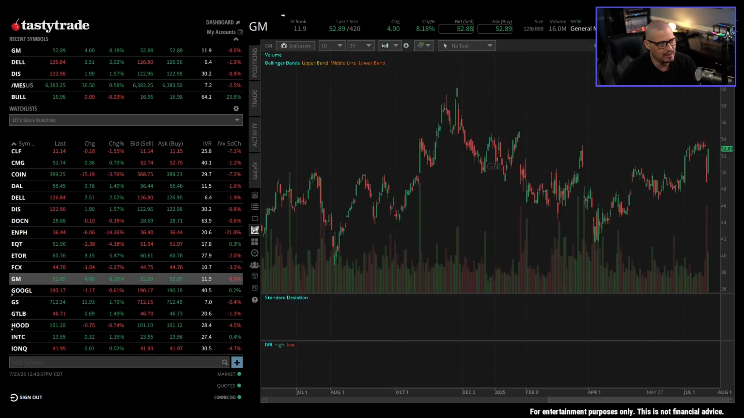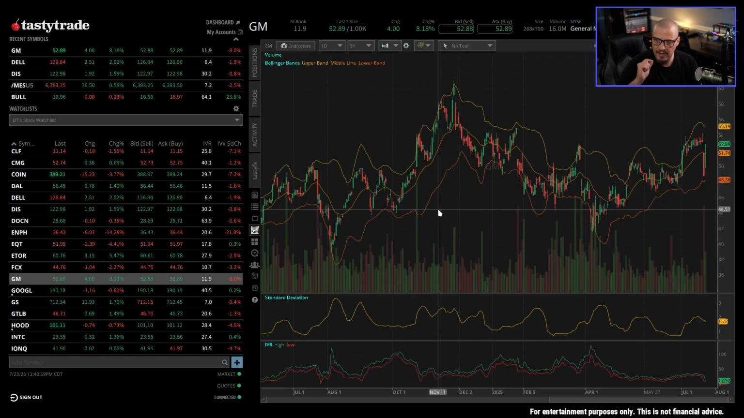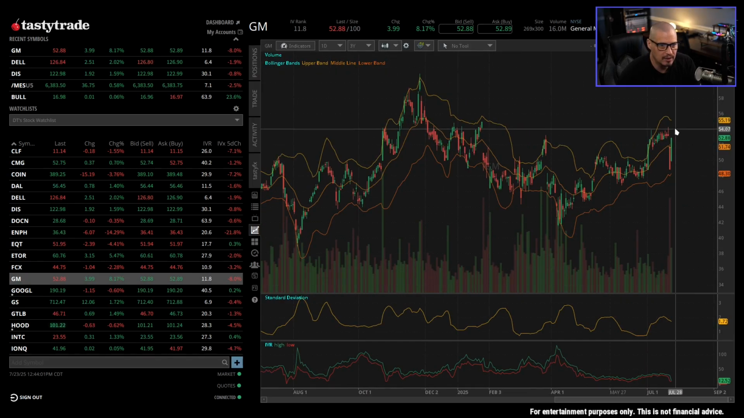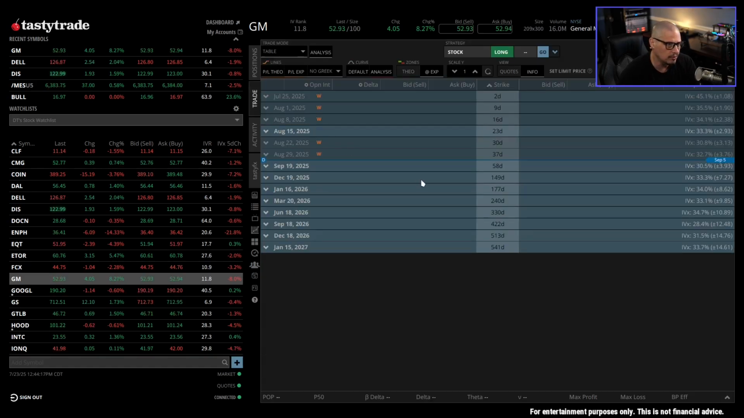General Motors right now has an IV rank of 11. That is kind of a low IV rank. Now, it did have earnings recently, and it went down on earnings. And let's imagine that I'm bullish long-term in General Motors. Well, it's a $52 stock. It's got IV of 11, which is low. A good bullish strategy for an IV rank of 11 would be a poor man's covered call. So let's do that.